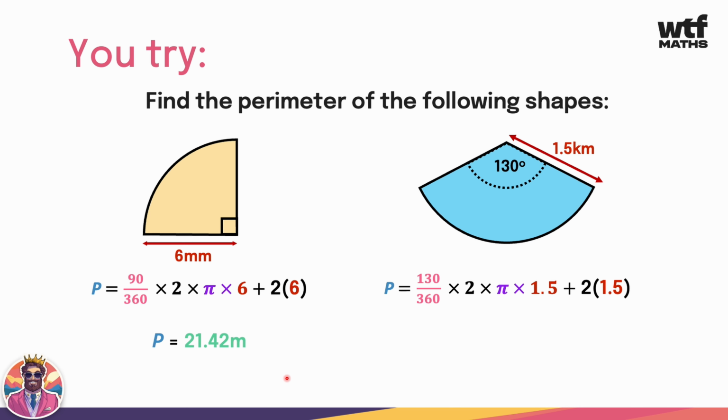For the next shape, we have 130 out of 360 times 2 times pi times 1.5, and then add on your 2 1.5s at the end, and hopefully you got 6.40 kilometers.